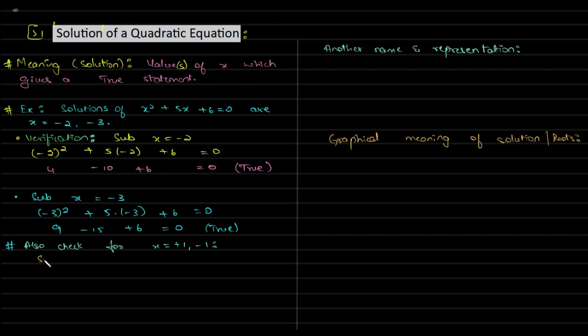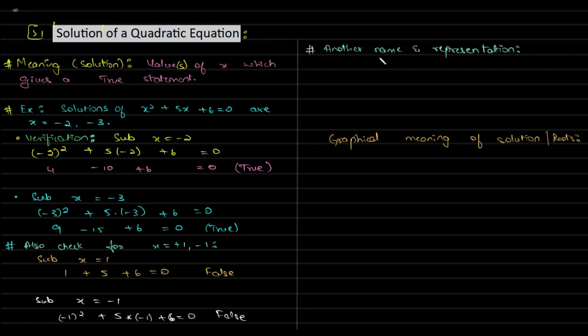For that, we need to substitute x is equal to 1. So we have 1 square plus 5 into 1 plus 6 is equal to 0. This is a positive value, this is 0. This is a false statement. Next, substitute x is equal to minus 1: minus 1 square plus 5 into minus 1 plus 6. So this is 1 plus 6, 7. 7 minus 5 is 2. 2 is equal to 0 is a false statement.